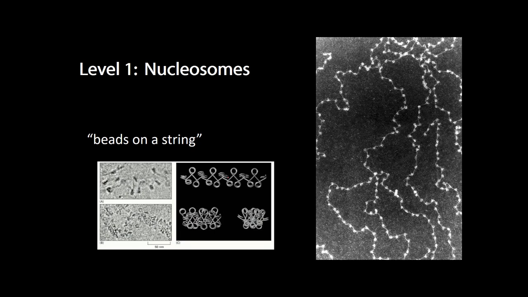All right, so here's an electron micrograph of the nucleosome structure. You can see they really do look like beads on a string, a little pearl necklace. The next level up, level two, which is modeled here, is called the solenoid, or the 11 nanometer fiber.